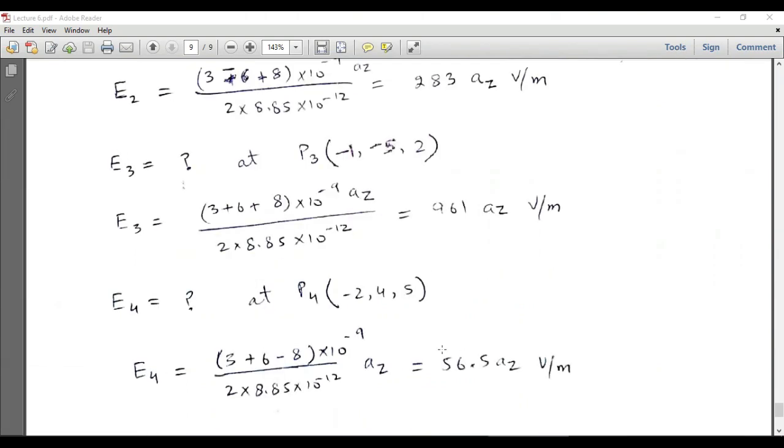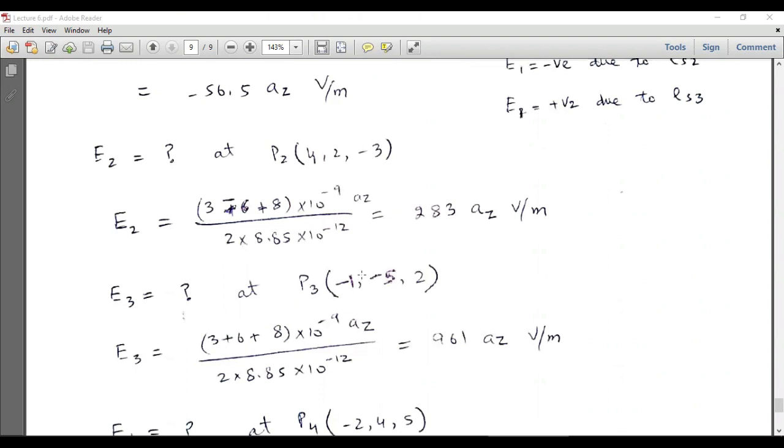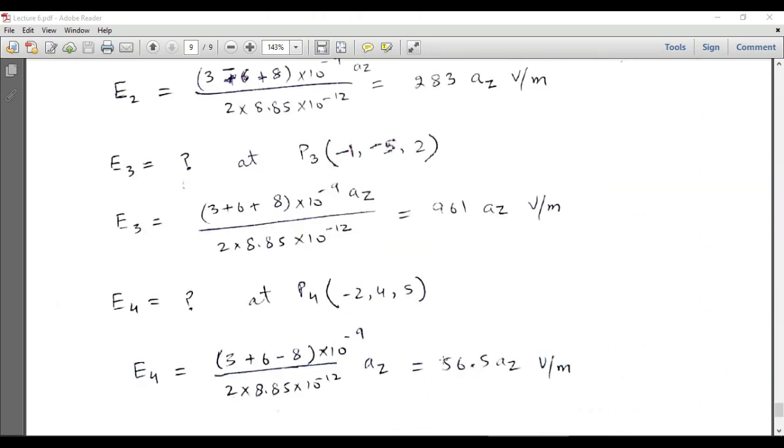Finally, E4 has to be calculated at this point P4, and P4 is actually lying over here, and its Z component is 5, so it will be above the third sheet of charge, and at this point electric field due to this sheet will be upward, due to this sheet it will also be upward, so 6 and 3 will be used as positive, and due to this sheet it will be downward because this is a negative charge, so it will be minus 8. So 3 plus 6 minus 8, and the final answer is calculated to be 56.5 AZ.